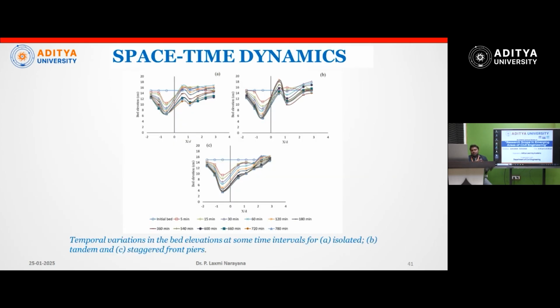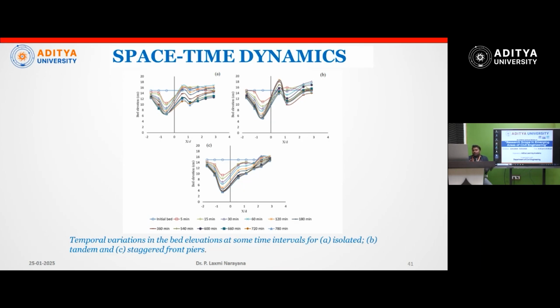Next, some space-time analysis we have also carried out, with respect to time. These are the ultrasonic ranging analyses with the bed elevation data. Here I am showing the bed elevations with respect to time: at t equal to 0, how the bed particles are, and then at t equal to 5 minutes, 15 minutes, 120 minutes, 2 hours, 3 hours, up to 6 hours, how the particles are moving around the pier, shown for the single, tandem, isolated and staggered cases.